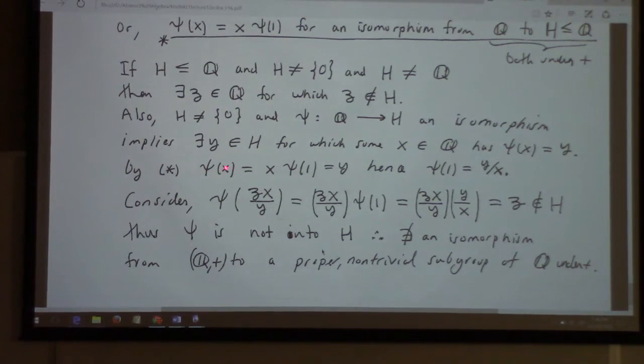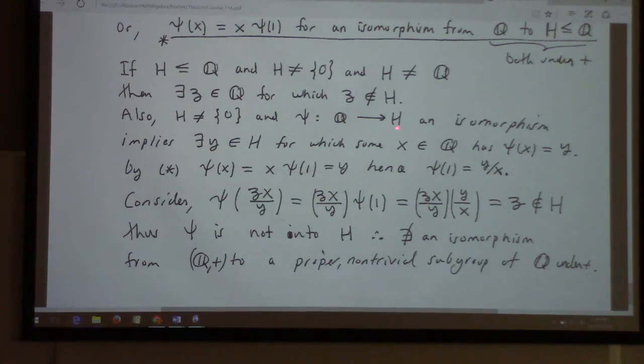So psi of X is equal to X times psi of 1 by our identity, which is equal to Y. In other words, psi of 1 is Y over X. Then, if you look at psi of Zx over Y, I can pull out Zx over Y times psi of 1, right? But that's Zx over Y times Y over X. So the Y's are canceling, the X's are canceling, and it leaves us with Z. So psi of this is equal to Z.